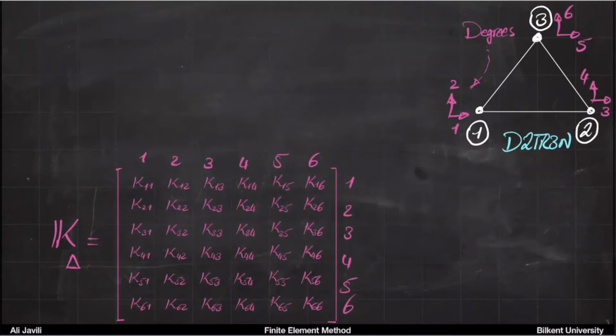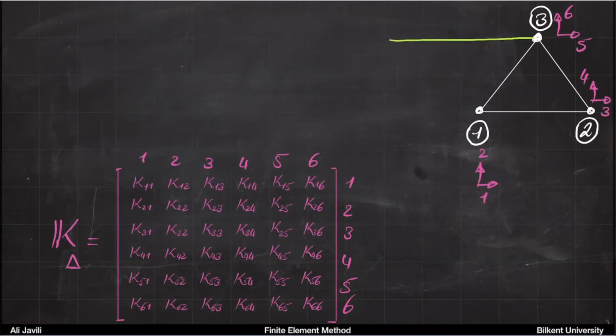So this is for the element that you see. Now think about this case that you have another element just attached to this. And let's remember these degrees, so I'm putting them down here. Okay, now let's think of this, that we have a second triangle. Actually, yeah, I can draw it like this.